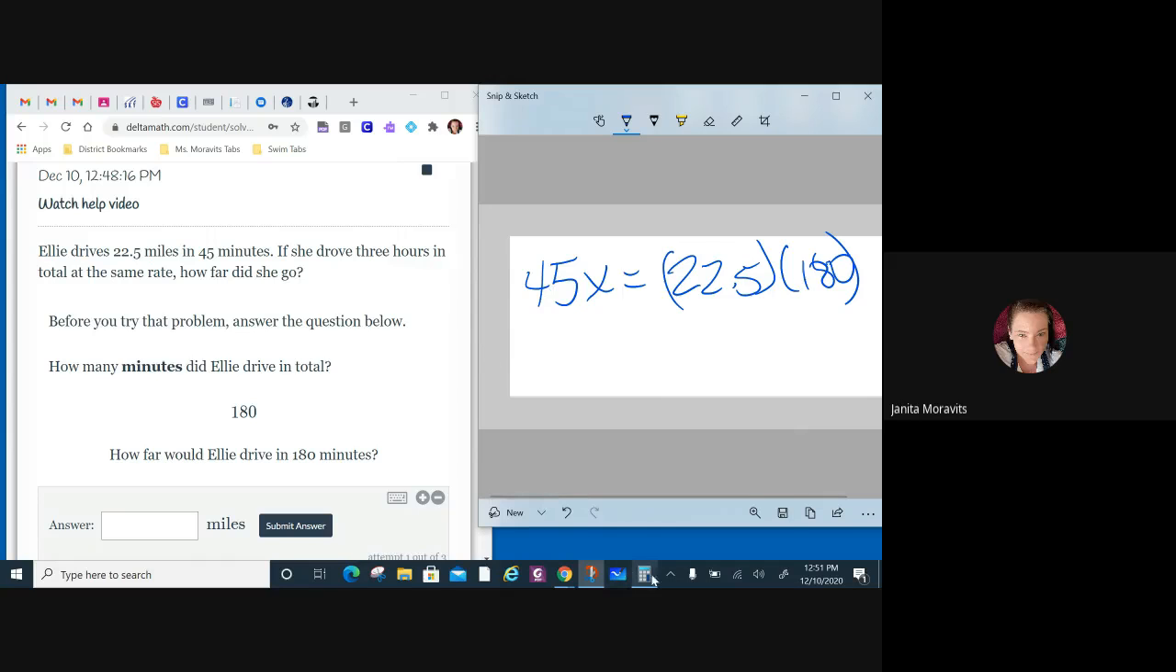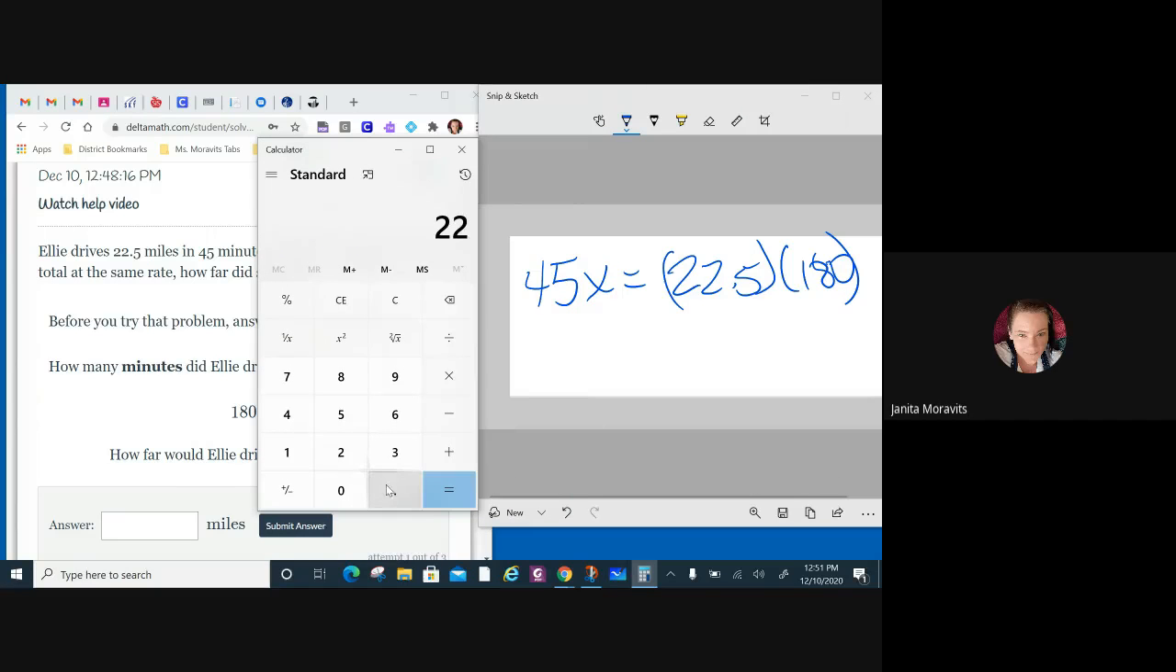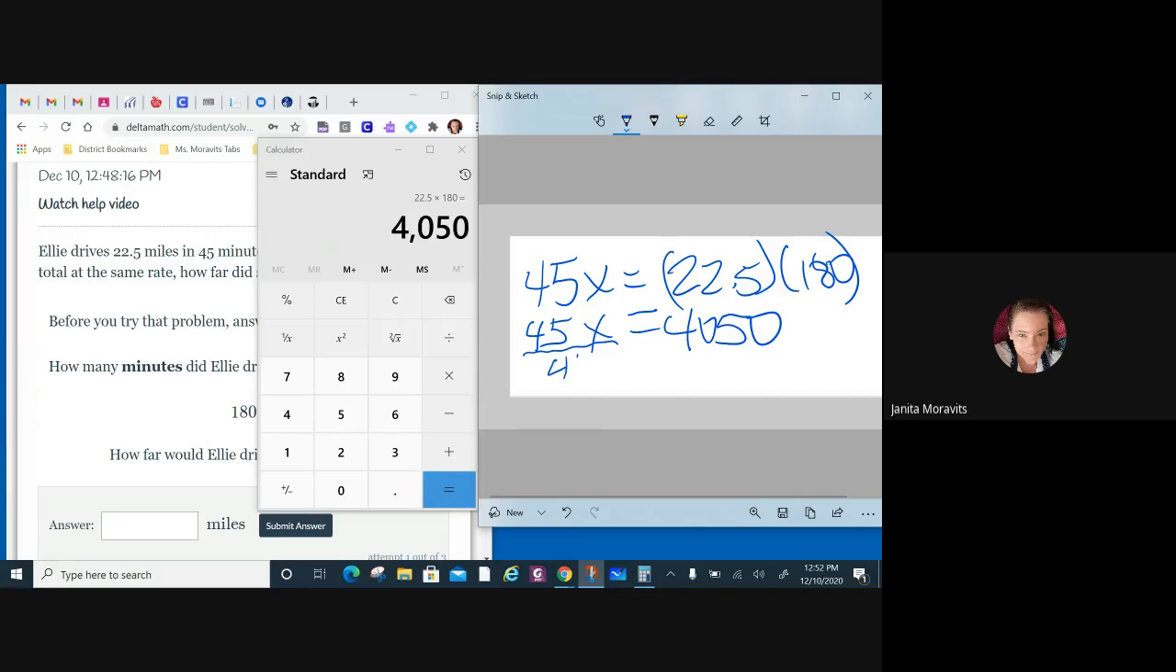All right, using our handy dandy calculator here, we have 22.5 times 180. That equals 4,050. All right, and we have 45 times X. If we are multiplying 45 times X, the way to get rid of it is to do the opposite, or divide. And if we do it to that side, we have to do it to this side. When we do that, the 45s go away.